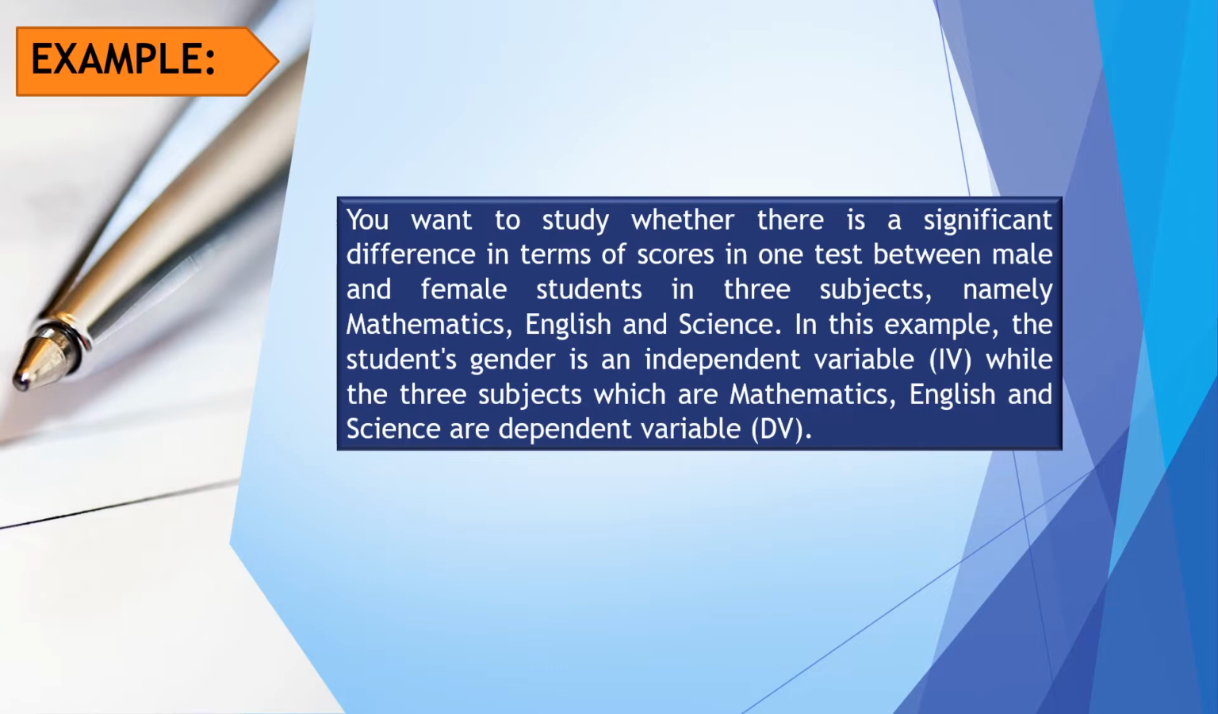Example. You want to study whether there is a significant difference in terms of scores in one test between male and female students in three subjects, namely mathematics, English, and science. In this example, the student's gender is an independent variable, IV, while the three subjects, which are mathematics, English, and science, are dependent variables, DV.